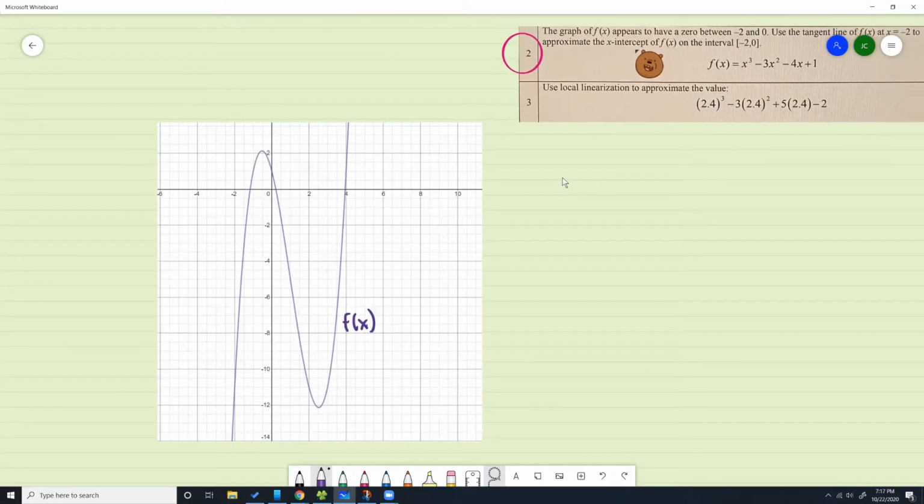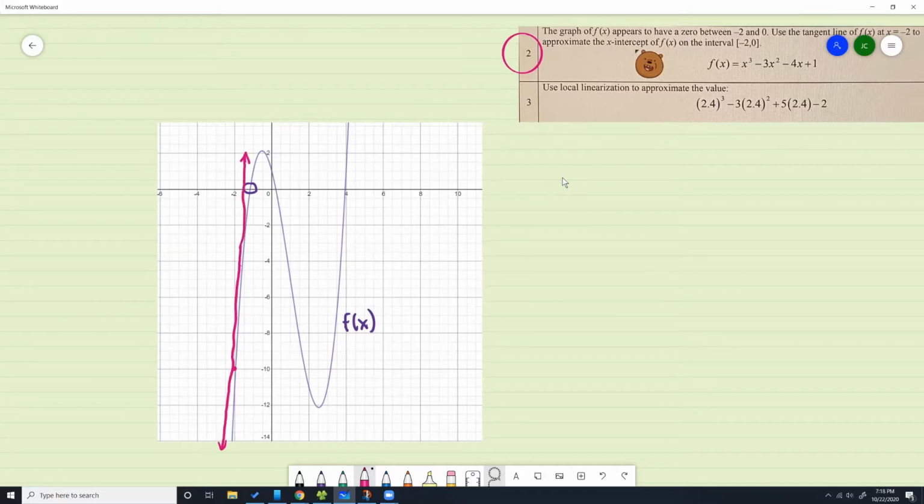What they're saying is that there's a 0 in the interval between 0 and -2. And here it is. That's the x-intercept. They're asking you to find a tangent line that goes through x equals -2. That will help us to approximate the x-intercept up there. But we're going to need to draw a tangent line. This could be a very ugly one, but that's the idea.